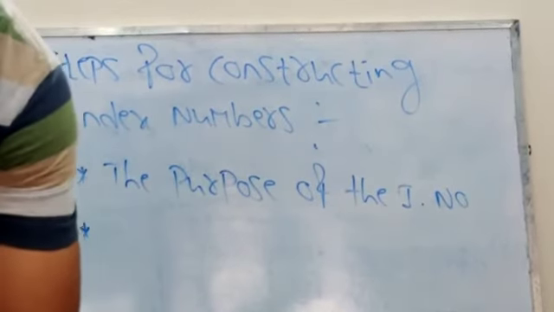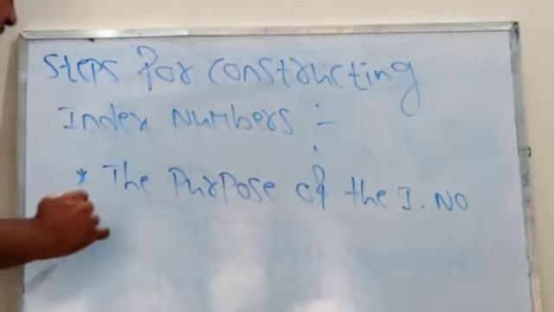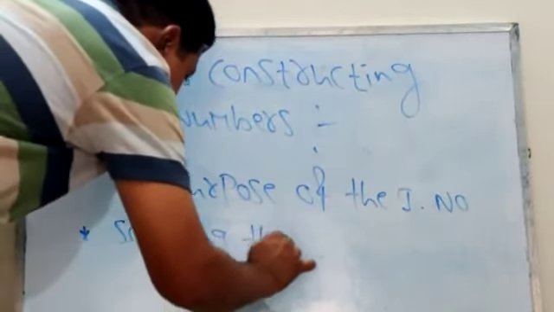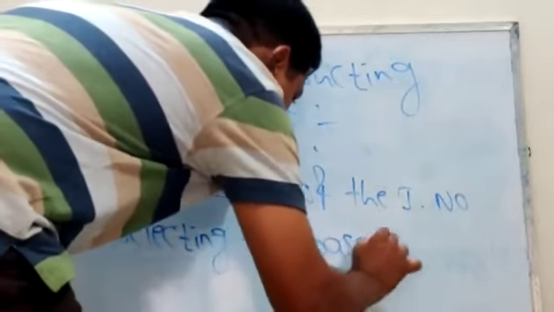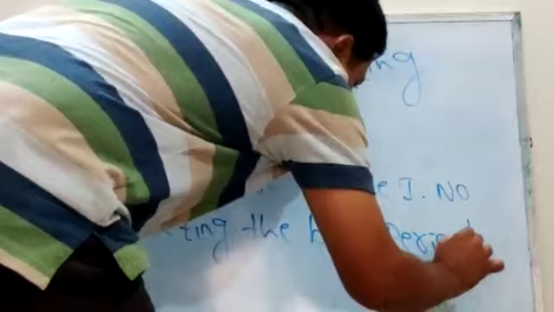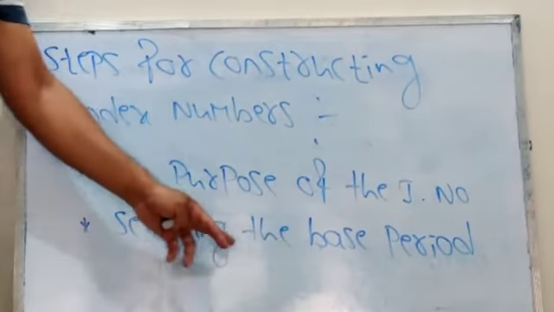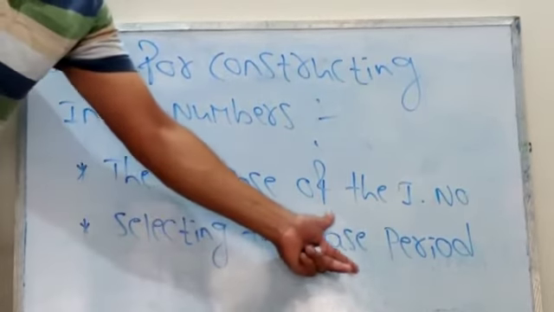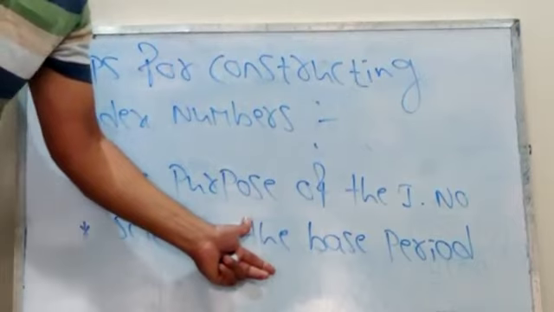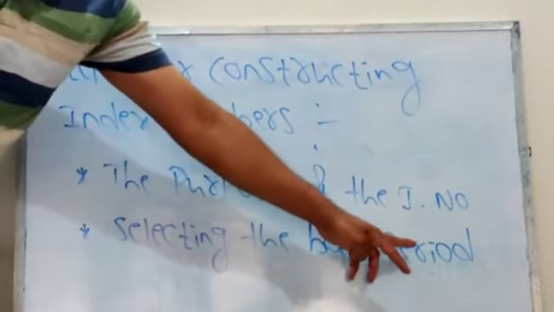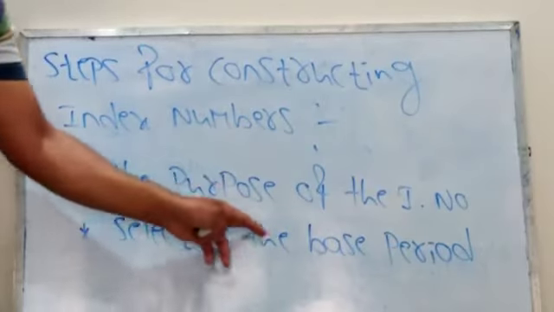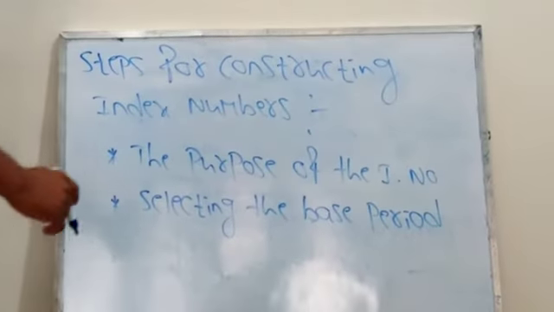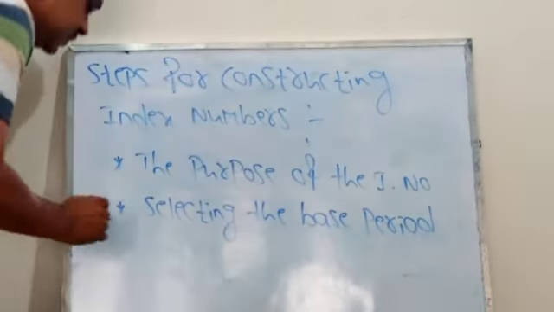The second step is selecting the base period. The base period should be fixed. There is no change in the base period, only the current period changes. The base period is always stable. This is about selecting the base period.